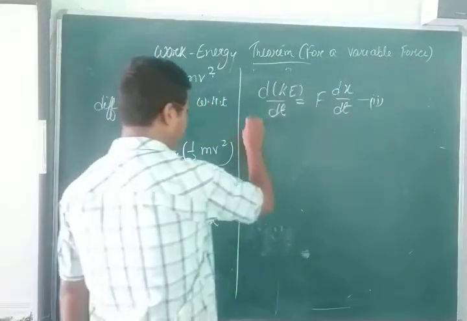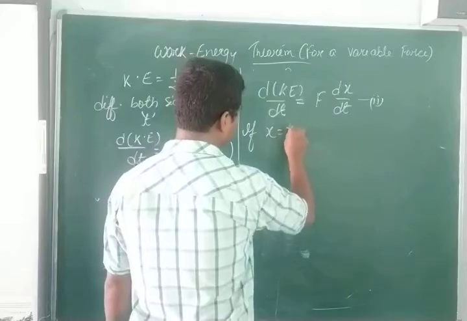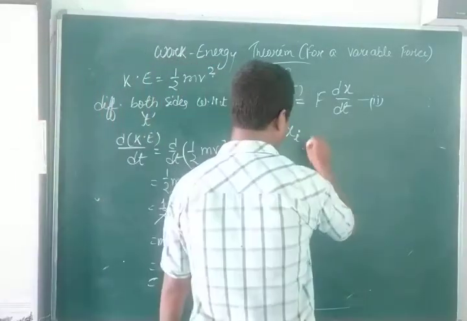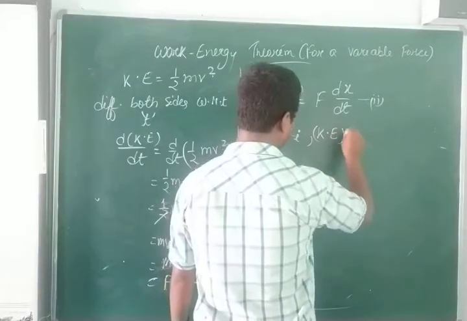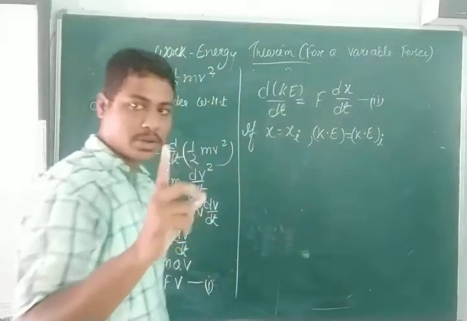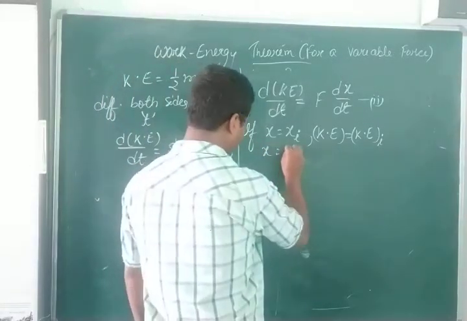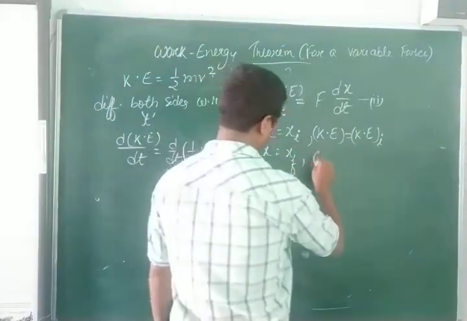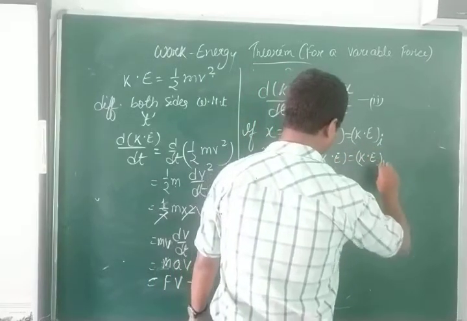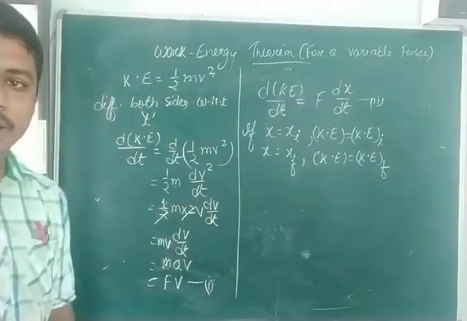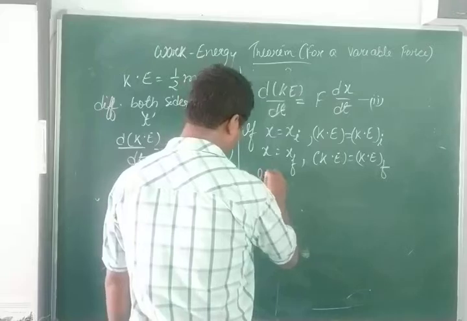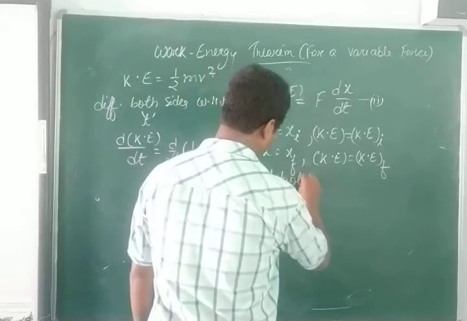Suppose x is equal to xi, that is the initial displacement, then the kinetic energy is equal to the initial kinetic energy. Here i means initial. When x is equal to xf, then the kinetic energy is equal to the final kinetic energy. One is initial and one is final. Now I integrate both sides.